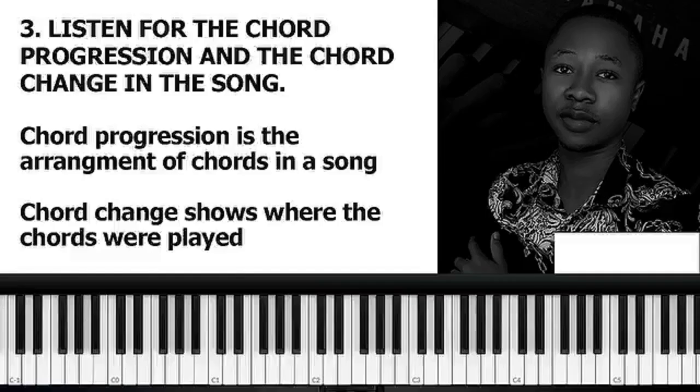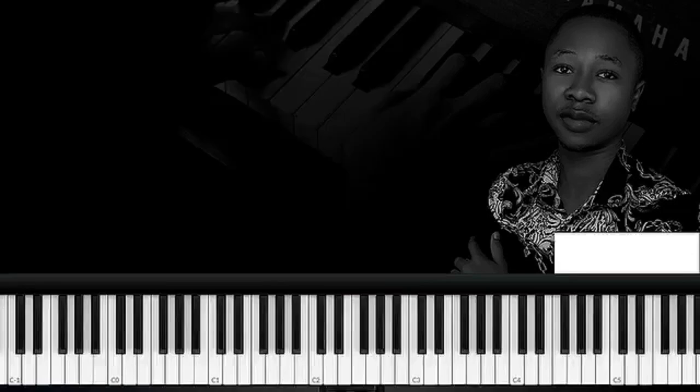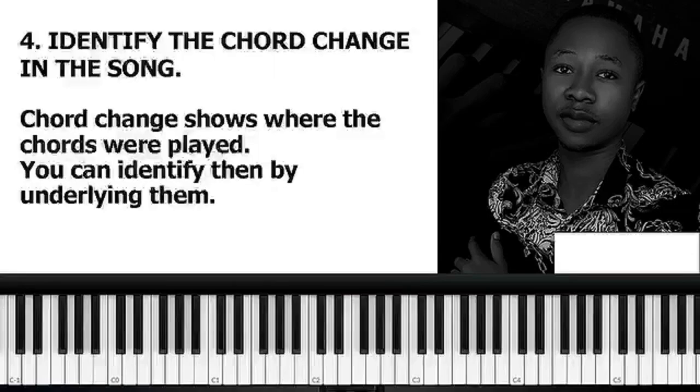So that is level 3, the third thing you need to know. The fourth thing now is to identify the chord change in the song. Just like I said earlier, the chord change shows where the chords were played, and you can identify them by underlining them.